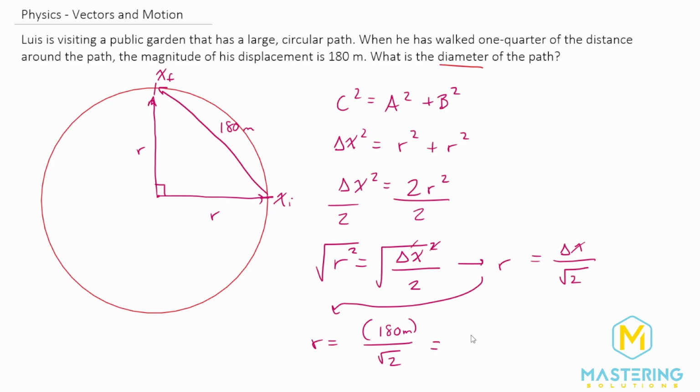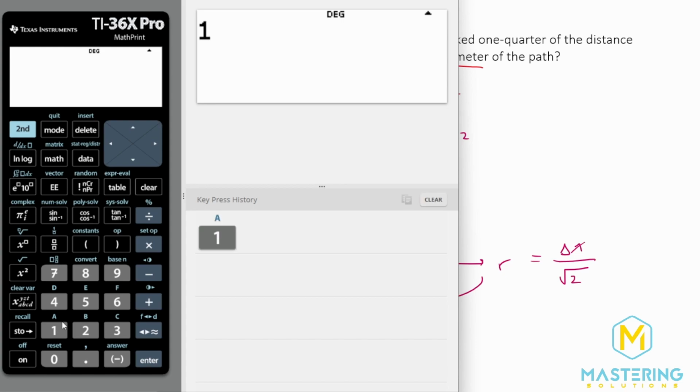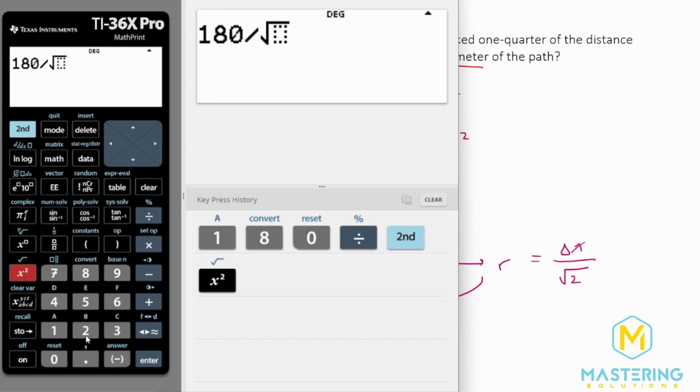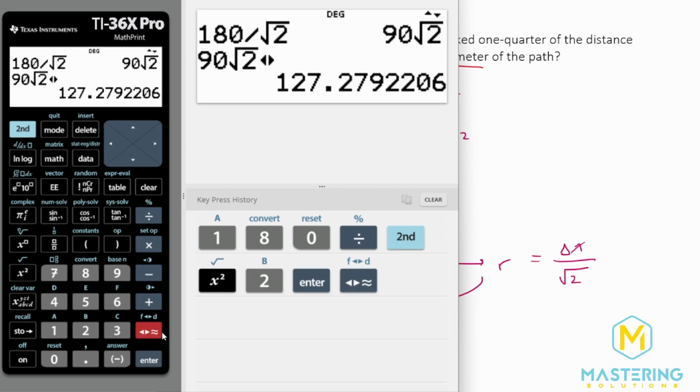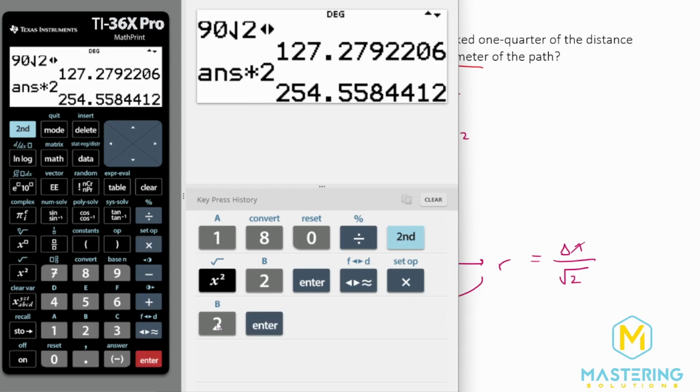Now we can take that whole number and multiply it by 2 to give us a diameter, or you can just plug this in and then multiply it by 2 in the calculator. Same thing, because of course the diameter is 2 times the radius. So 180 divided by the square root of 2 gives us 90 square root 2. So if we round that, we have 127. Now, before I round, I'm going to multiply it by 2, which gives us 254.55. So the diameter of this path is 255 meters.